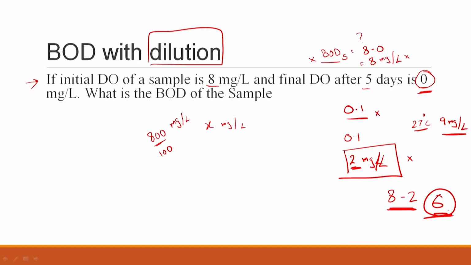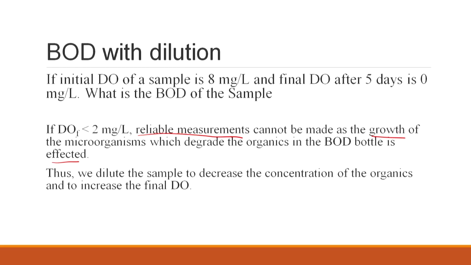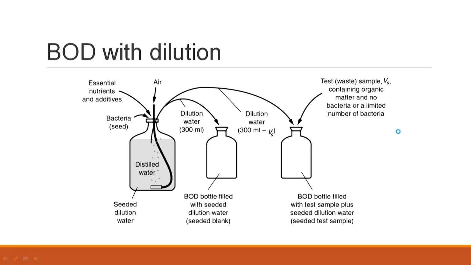So, let us look at the example that I have. As we just discussed, if DO is less than 2 milligram per liter, a reliable measurement cannot be made. Why is that? Because the growth of the microorganisms is going to be affected, right. Again, pretty simple stuff, so we are not going to go through that. So, as I mentioned, what are we going to do? We are going to add the seed bacteria as discussed.